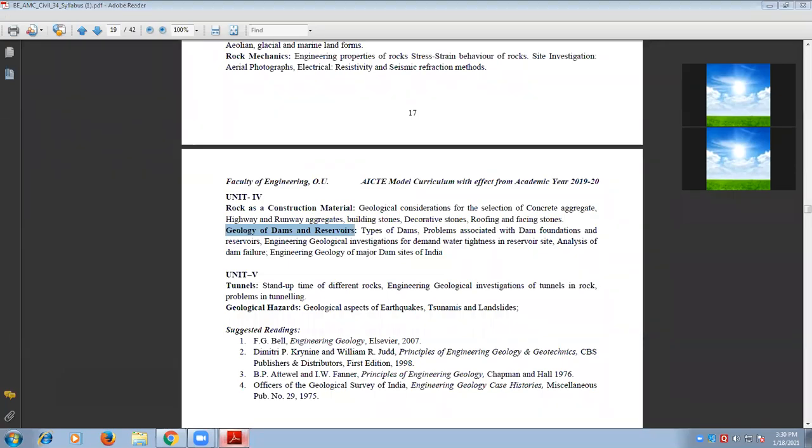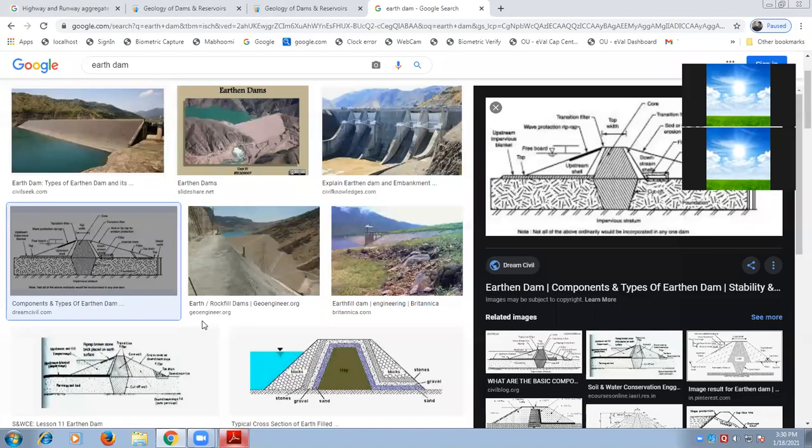Let us see the problems associated with dam foundations and reservoirs. There have been failures in dams. Some of the failures have occurred in the past. One of the dams was known as the St. Francis Dam, built between 1924 and 1926, which was a concrete gravity arch dam. But there was a dam failure due to the leakage of stored water, and also the dam failed by sliding. So let us see some of the dam disasters.